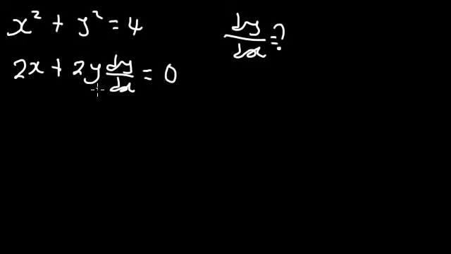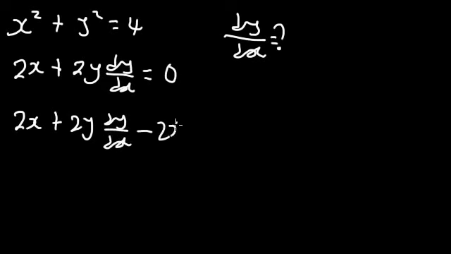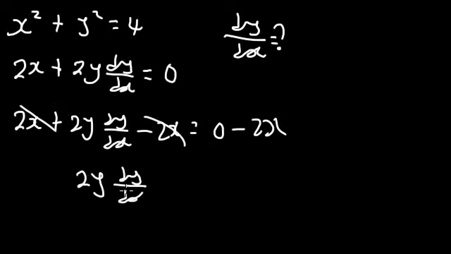Now at this point, the goal is to solve for dy/dx. So we can subtract 2x from both sides. So we have 2x plus 2y dy/dx minus 2x equals 0 minus 2x. And this cancels, you notice. Left over is 2y dy/dx equals negative 2x. And at this point, you can divide through by 2y.